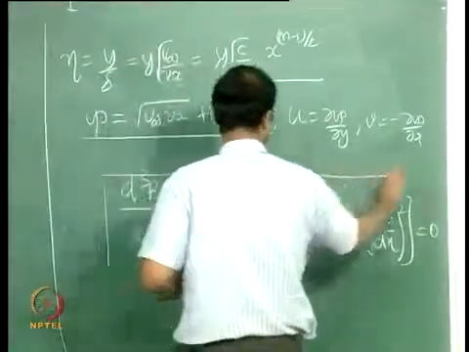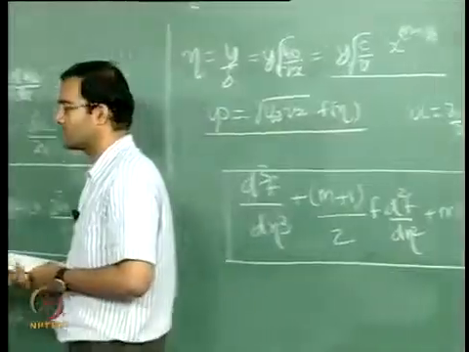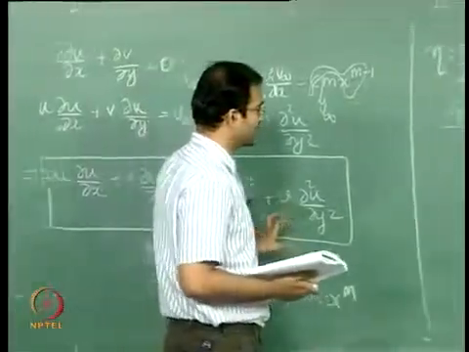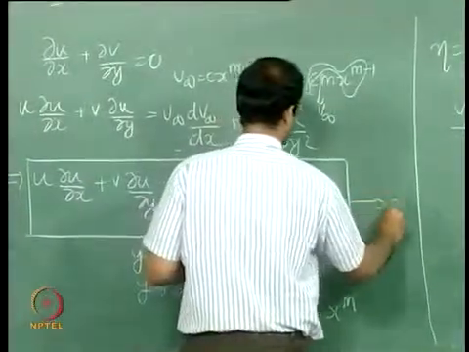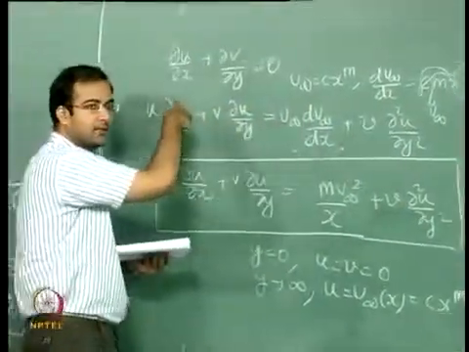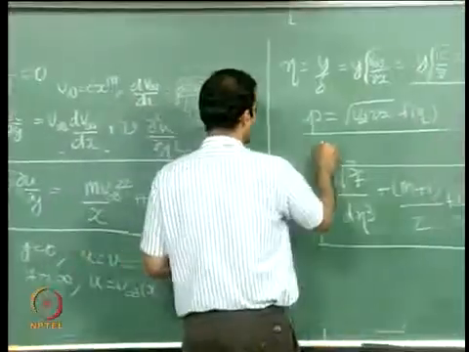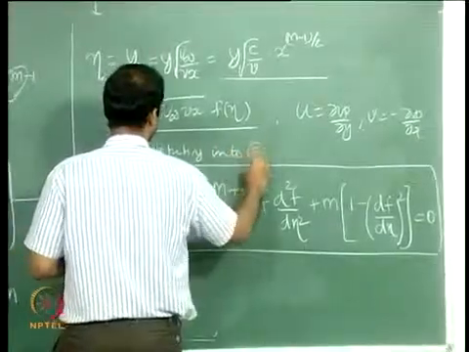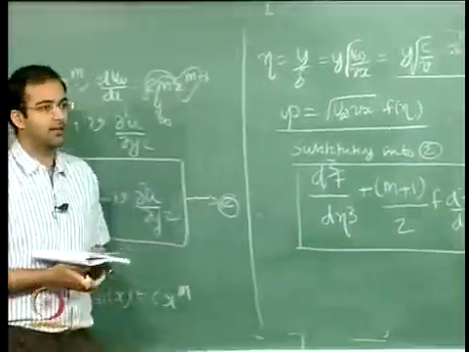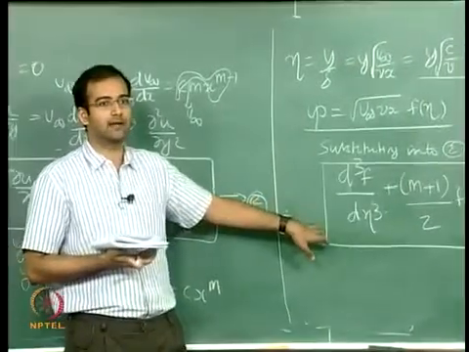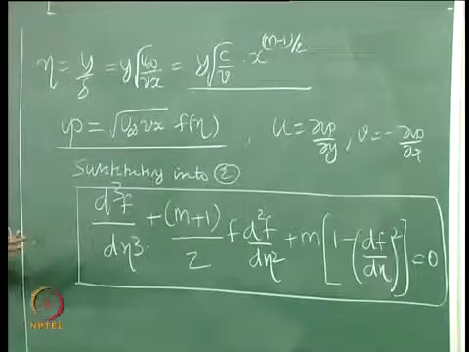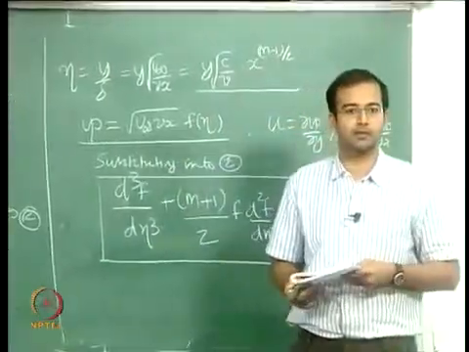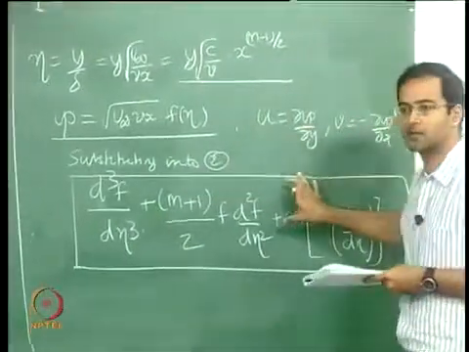It is not too difficult to show once you plug all the velocity gradients and velocities into this expression. Let me call this number 2. Your stream function already satisfies continuity, so you just have to plug it in here. Substituting into 2, you get your final ODE, which is free of x and y terms. It is only a function of f and eta. So this shows that for this kind of flow a similarity solution is perfectly possible. And this is the Falkner-Skan similarity solution.